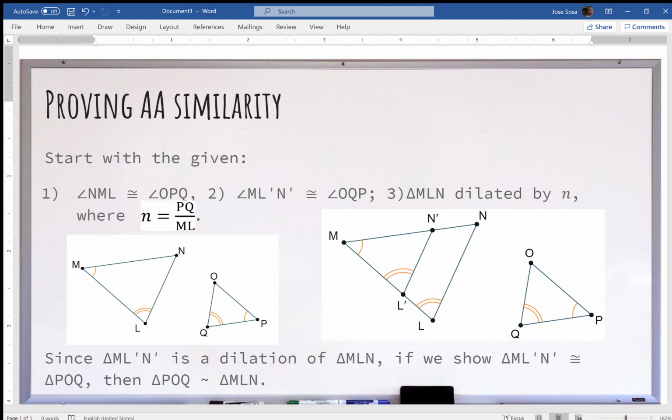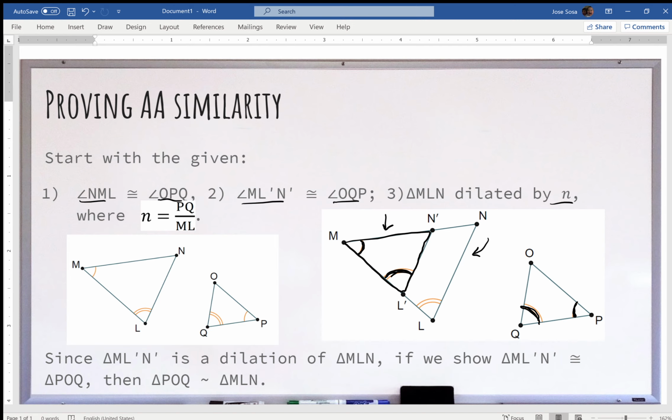So again, we're going to start with our givens here. We are given that this angle NML, which is right here, is congruent to OPQ, which is right there. Okay, so that's one thing that's given to us. The second thing that is given to us is that this angle is congruent to OQP. So that is this guy. Furthermore, this triangle here is a dilation by a factor of n of this big triangle.